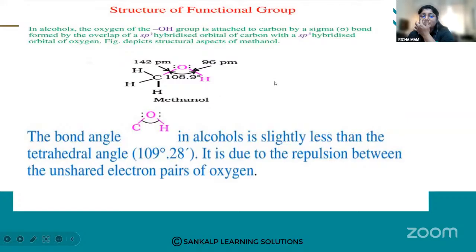So how do we explain the structure of alcohols? In alcohols, the oxygen atom of the OH group is attached to the carbon, and this carbon is sp3 hybridized, right? How is the sigma C-O bond formed? It is formed by the overlap of the sp3 hybridized orbital of carbon with the sp3 hybridized orbital of oxygen. And the bond angle, as we know, is slightly less than the tetrahedral angle.